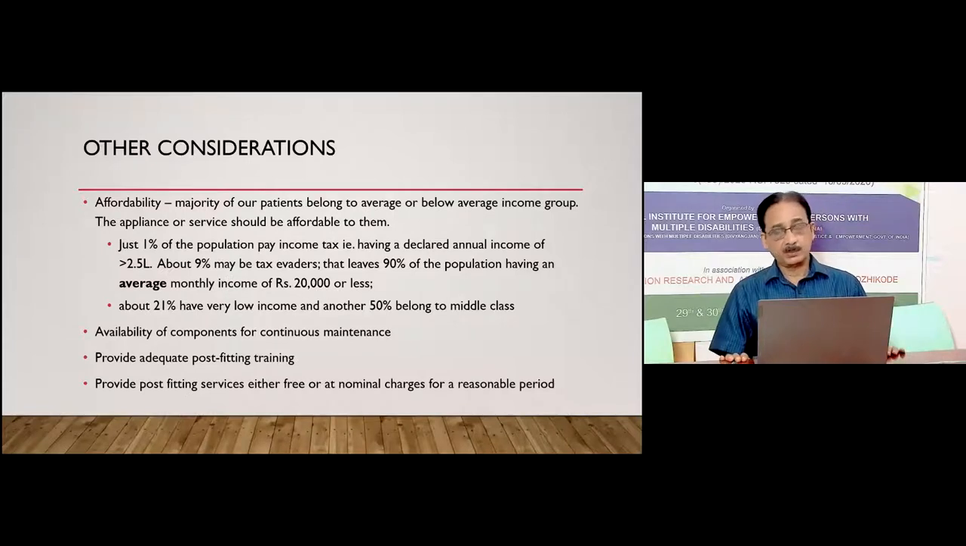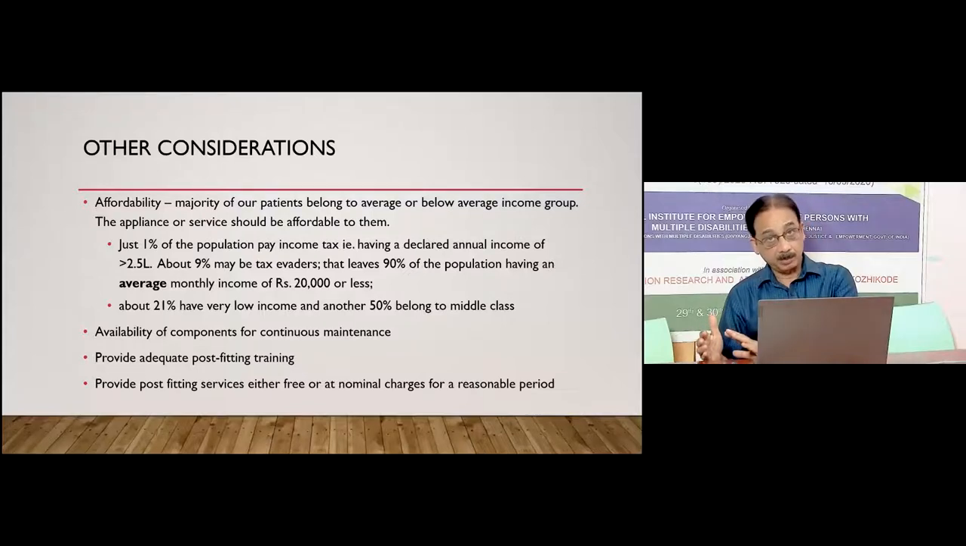Then another consideration when we prescribe something is affordability. The patient should be able to afford what you are prescribing. For example, the Indian population is around 138 crores as of now. Out of this, it is estimated that only 1% of the population pay income tax. The income tax ceiling is 2.5 lakhs per year. So that means only 1% of the 138 crore people have a declared income of 2.5 lakhs or more per year.